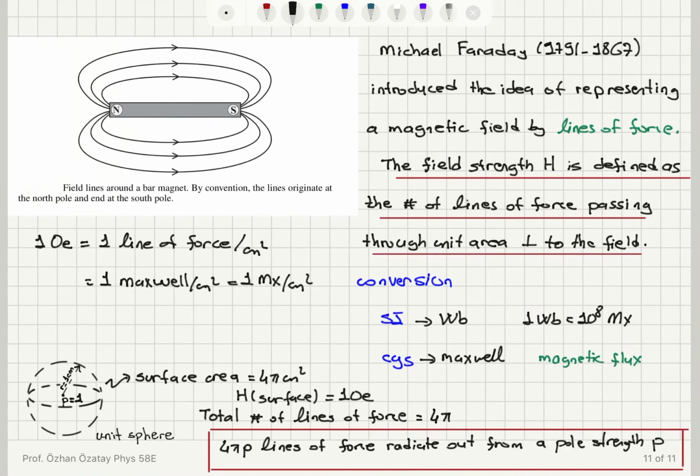Michael Faraday had this genius idea of representing the magnetic field using lines of force, and with the lines of force picture, the field strength H is defined as the number of lines of force passing through unit area perpendicular to the field. So the unit field strength 1 Ørsted is 1 line of force per centimeter square, which is 1 Maxwell per centimeter square. In the SI picture, we use, instead of Maxwell, Webers, and 1 Weber is 10 to 8 Maxwell. So that is referring to magnetic flux, which we will talk about in more detail.